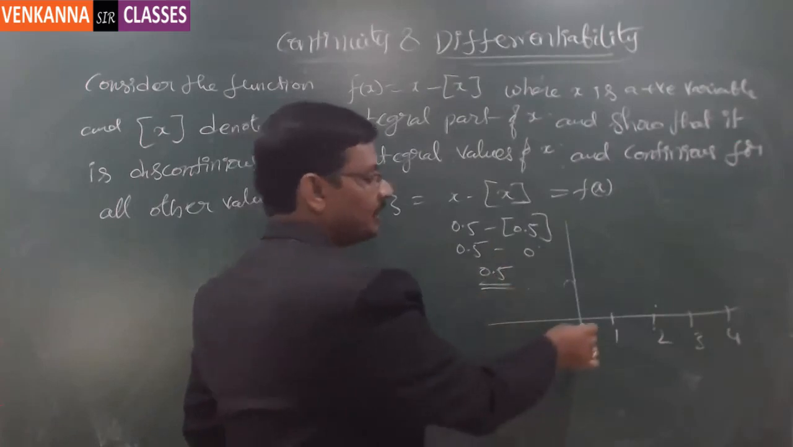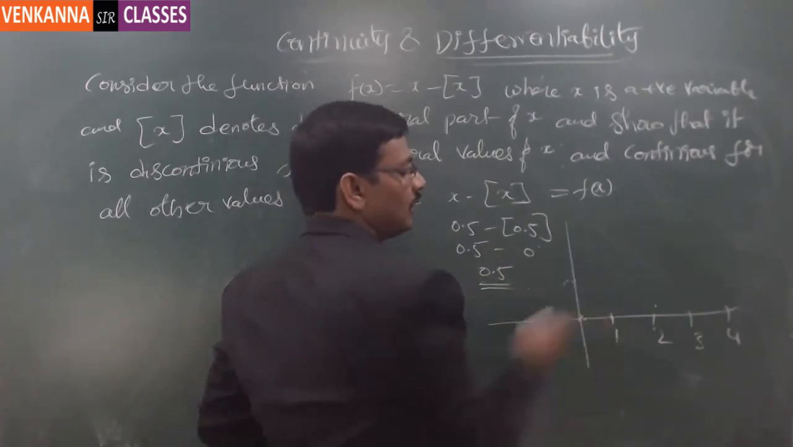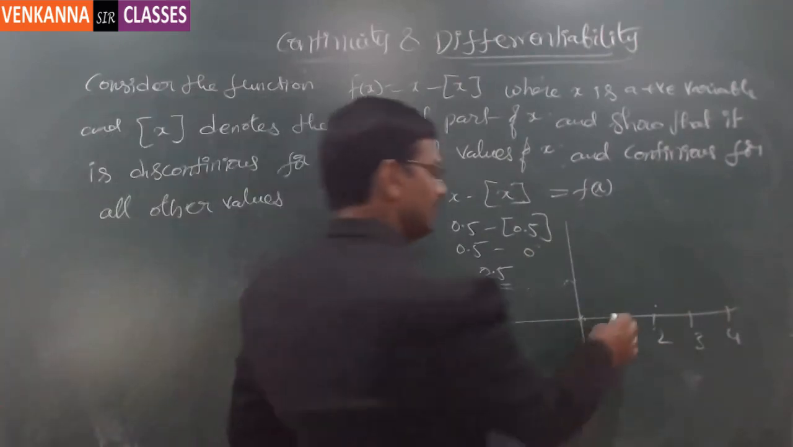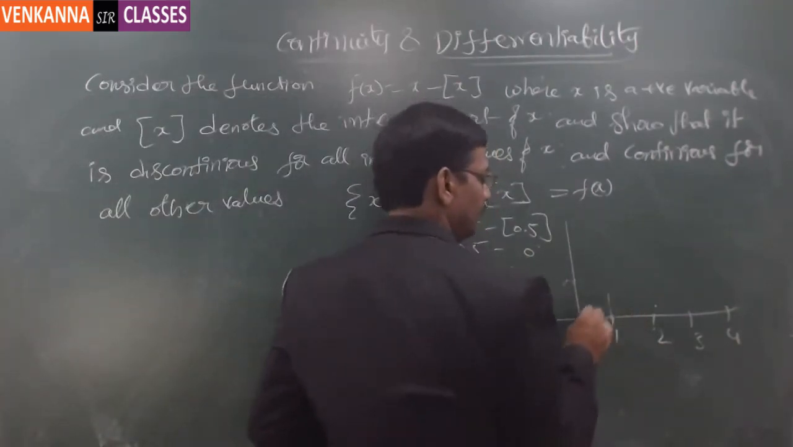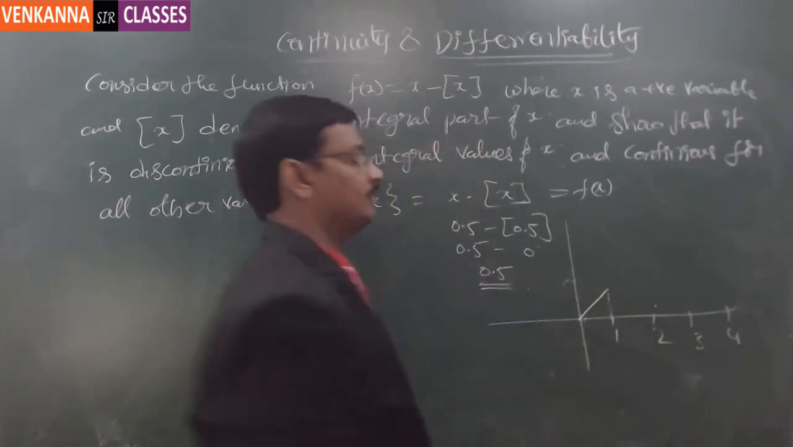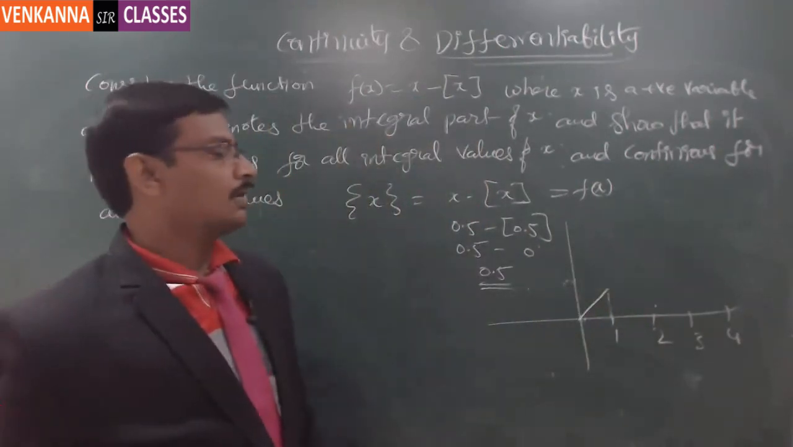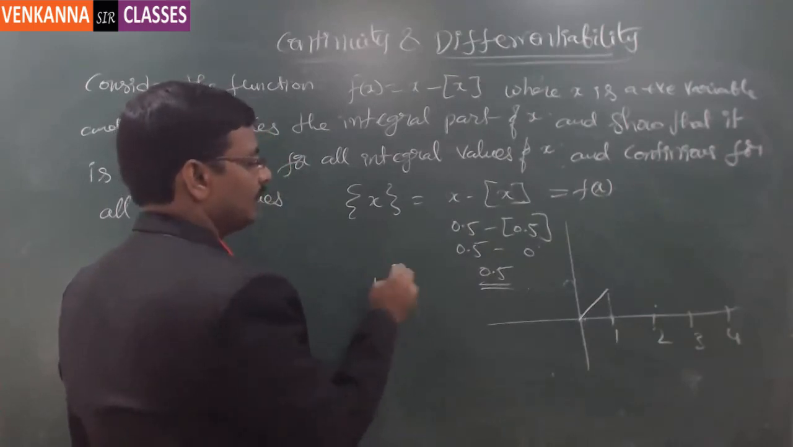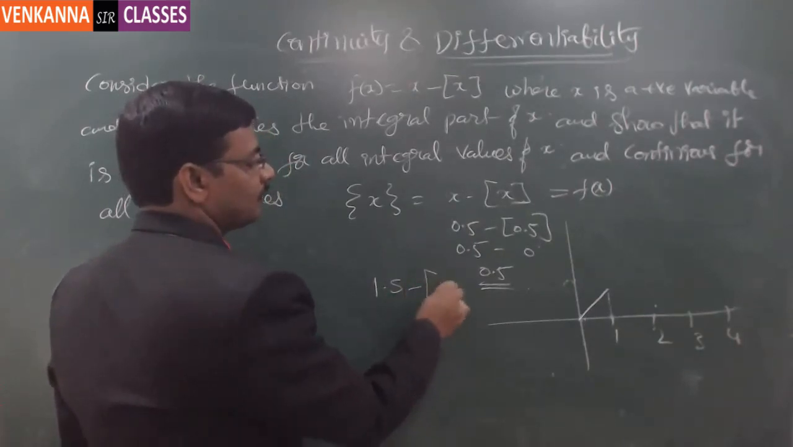So whatever may be the possible value, I take it from 0 to 1. So this is always coming as y is equal to x. That means till 1, if I draw it, this is the kind of graph I am going to get. Now after 1, what happens is, again, I take 1.5, then 1.5 minus step of 1.5.